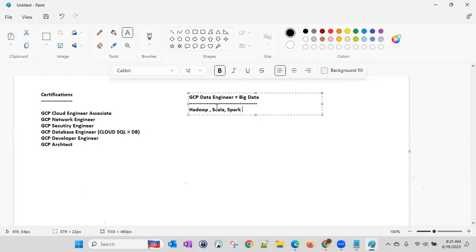Hadoop is on-premises, old technology. We developed the same thing here. In Data Engineer, we have plenty of concepts, for example Dataproc and Composer. Okay, Cloud SQL, same, Cloud SQL you will get.